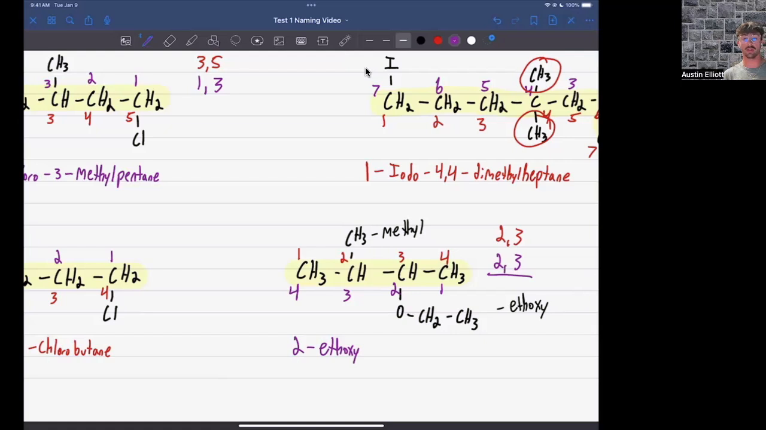Make sure you're looking, so ethane would be just the 2 carbons right here. But when you have that O, it turns into an ether. And then we drop the A and E and add OXY. So 2-ethoxy, 3-methyl. And just like the last one, we have another butane. So butane. And that's all for that one.